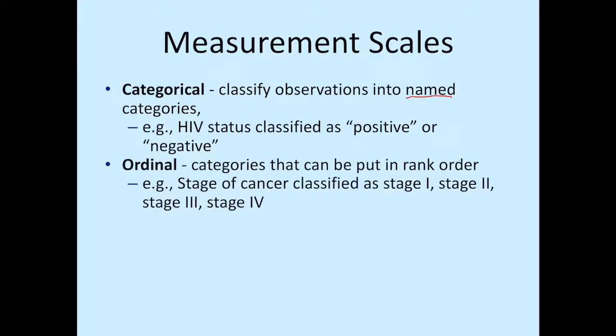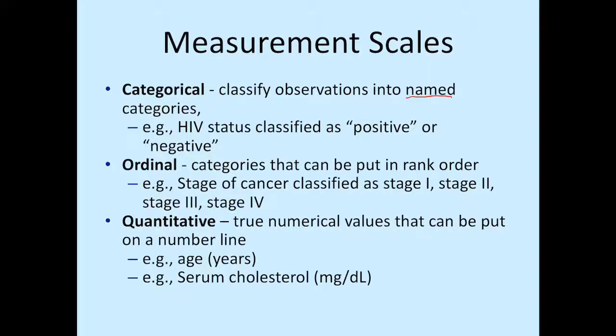Whereas when we have ordinal, these are categories that can be put into a rank order scale, such as stages of cancer, right? Stage 1, stage 2, stage 3 of cancer. You can even say like months of the year, or a grade level, right? There's a ranking order to them. And lastly, we have quantitative.